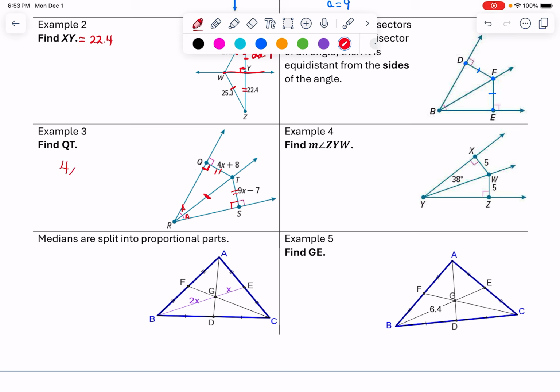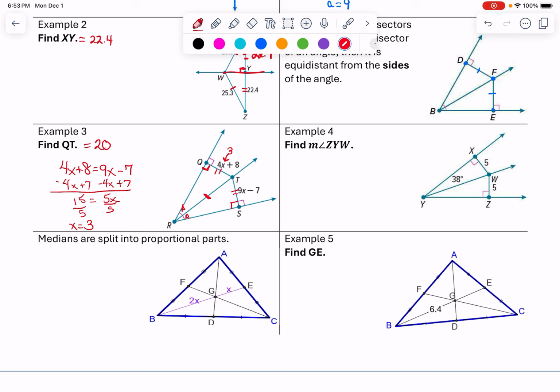So 4x plus 8 has to equal 9x minus 7. Subtracting 4x from both sides, we get 5x. Adding 7 to both sides gives us 15. Dividing by 5, x becomes 3. However, we don't know the distance between Q and T yet unless we substitute 3 in for x. 4 times 3 is 12, and 12 plus 8 is 20.